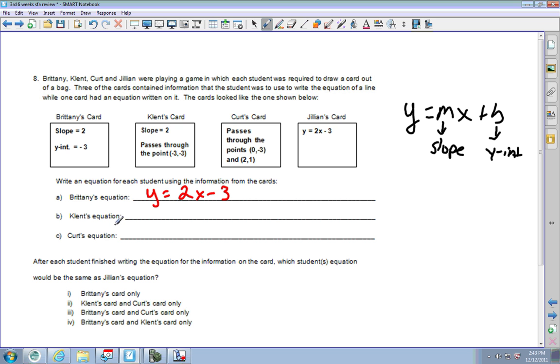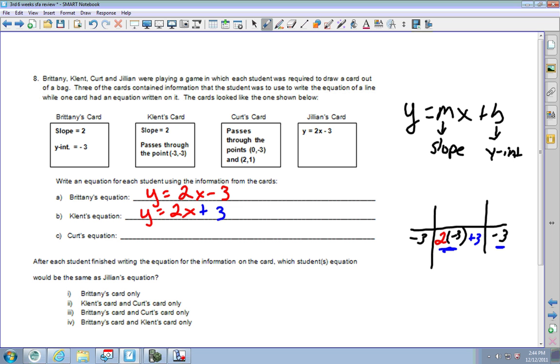Next, Clint's, you have a slope, so I know it's y equals 2x. If I go and build a table here, and I put the point in there, -3, -3. Let me put the slope 2 in there. 2 times negative 3 is negative 6. What do you have to do to negative 6 to get to negative 3? Add 3. So my new y-intercept is plus 3.